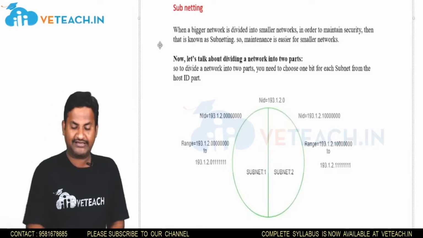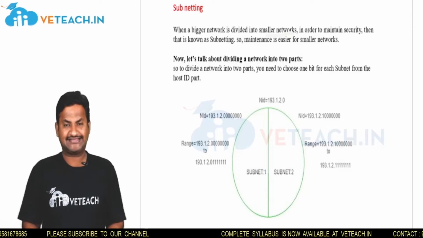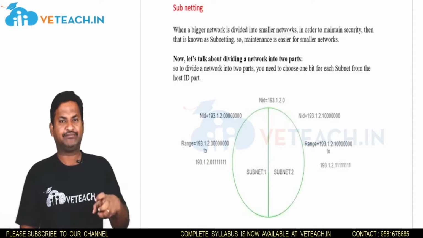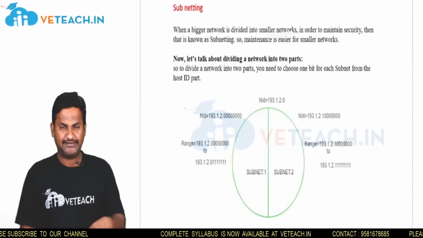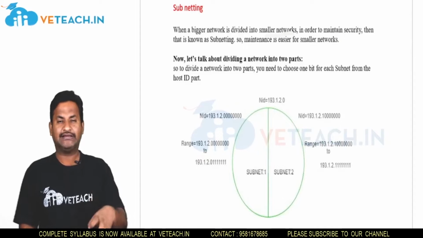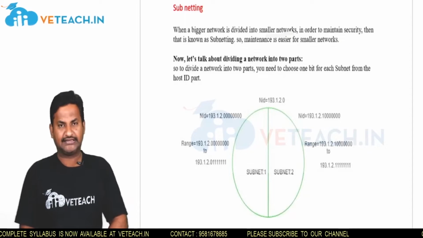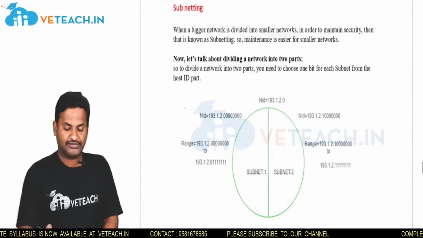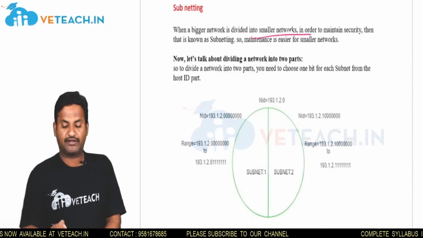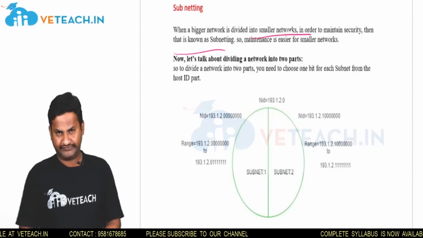Whenever a bigger network is divided into smaller networks in order to maintain security, that is subnetting. To maintain proper security with respect to the systems for the transmission of data, the bigger network is divided into smaller networks. The concept is nothing but subnetting. So what is subnetting? For security, in order to maintain security, we divide the bigger network into smaller ones.